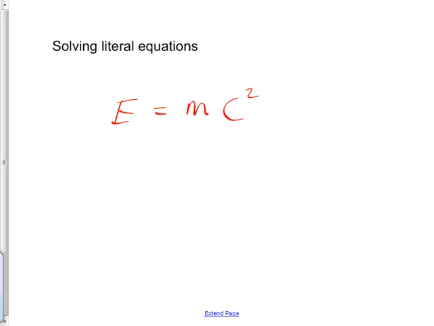Well, you just act like you're solving a normal equation. Act like these are numbers. Act like that's a number. If I want M alone, I got to get rid of that. How do I get rid of c squared? I divide by c squared because it's being multiplied right now, and that's the opposite. So I divide by c squared, divide by c squared. This cancels this. E divided by c squared equals M. I solved for M.